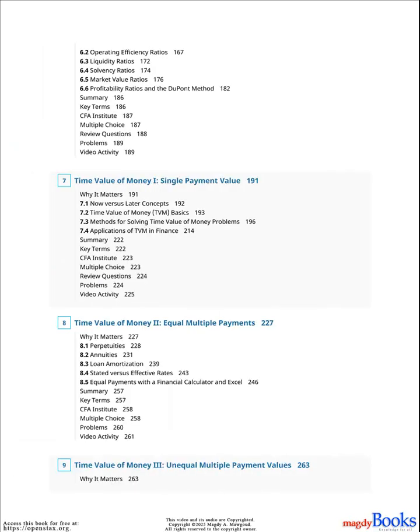6.2. Operating efficiency ratios. 6.3. Liquidity ratios. 6.4. Solvency ratios. 6.5. Market value ratios. 6.6. Profitability ratios and the DuPont method. Summary. Key terms. CFA Institute. Multiple choice. Review questions. Problems.